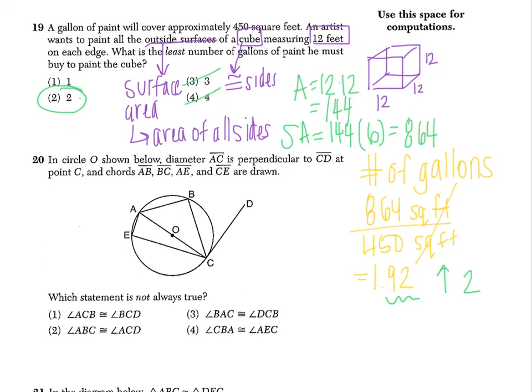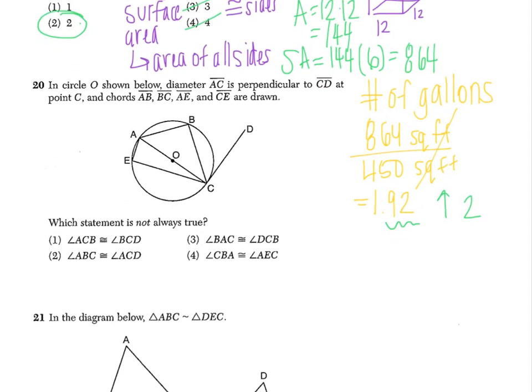Number 20 says, in circle O, shown below, diameter AC is perpendicular to CD. Because AC is perpendicular to CD, we now have a right angle. So here I have a right angle. And chords AB, BC, AE, and CE are drawn. Which statement is not always true? So if we look through these statements, they're written all about angles with 3 letters, so we have to be very careful about where we're looking at on our picture.